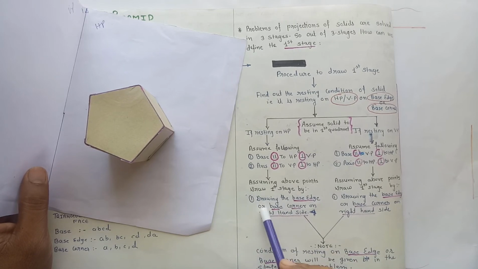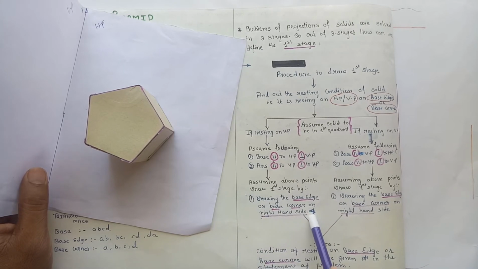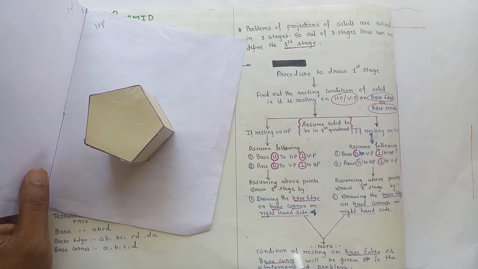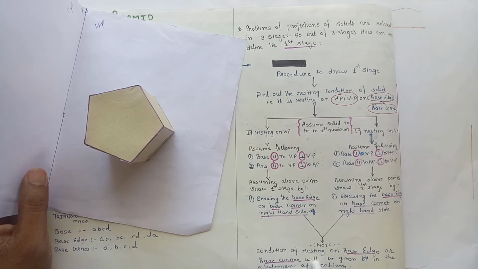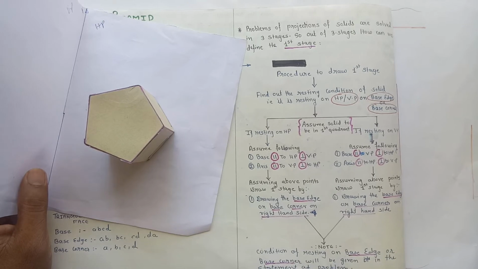Draw the base edge or base corner on the right hand side. Make sure that the condition of resting on base edge or base corner will be given in the statement of the problem. If you read the problem of the projection of solids, you will find this particular statement in the given statement of the problem.